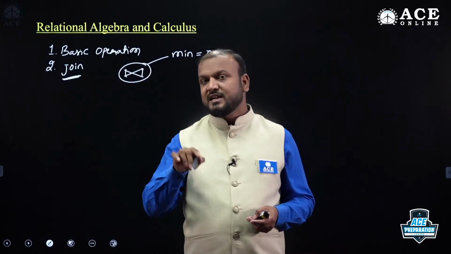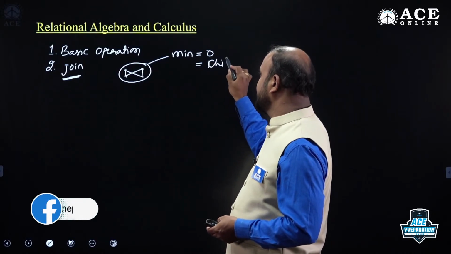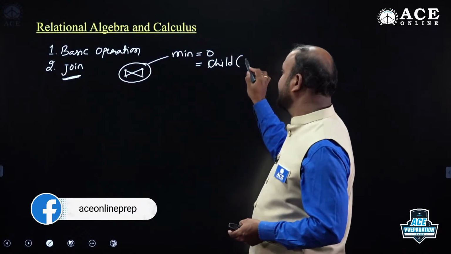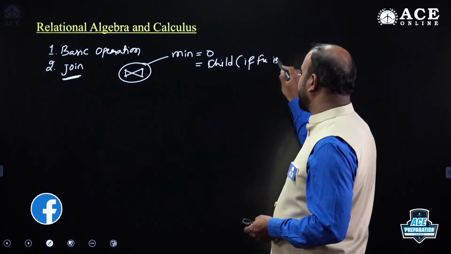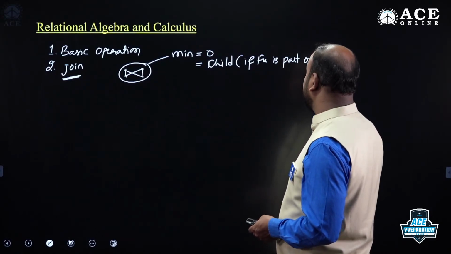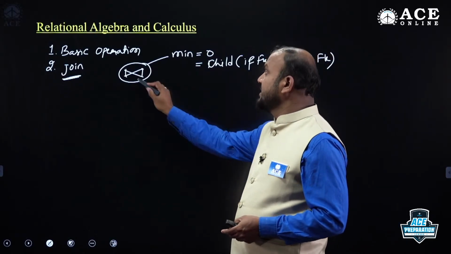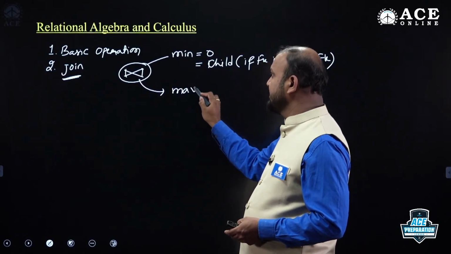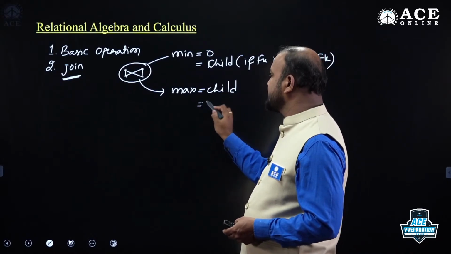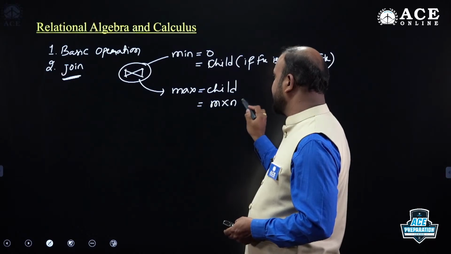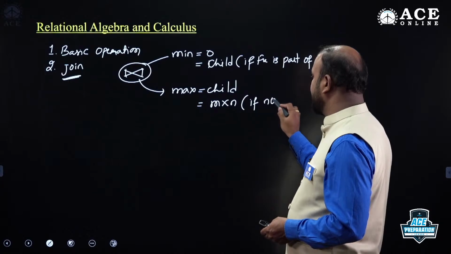Suppose the foreign key is part of the primary key. Then you can expect the number of tuples to equal the number of tuples in the child table, when the foreign key in the child table is part of the primary key. This point is important because some questions are asked on it, and the maximum possibility is always the number of tuples in the child, or else it is a Cartesian product of tuples.